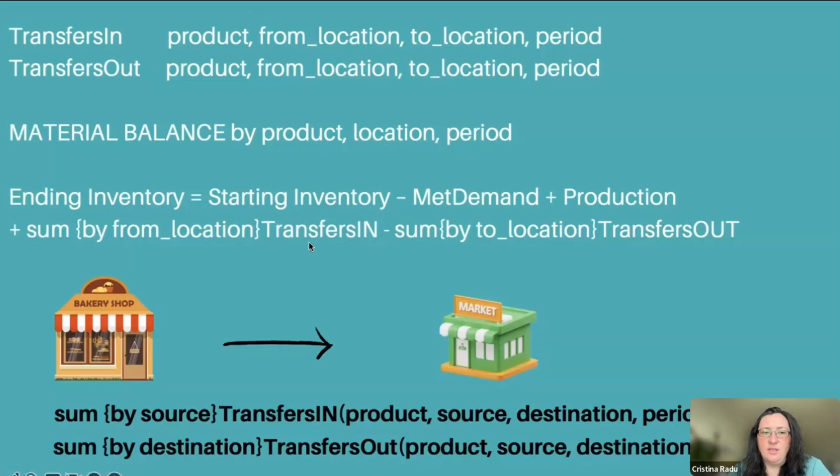For transfers in, we sum on the from location. I will explain in a minute why. Then transfers out are with a minus, because they are out of the location, and you sum by the to location. Here I'm explaining that I'm using different words. In the model that we are using in the app, we have from location and to location, but how can we say them differently? You have source and destination.